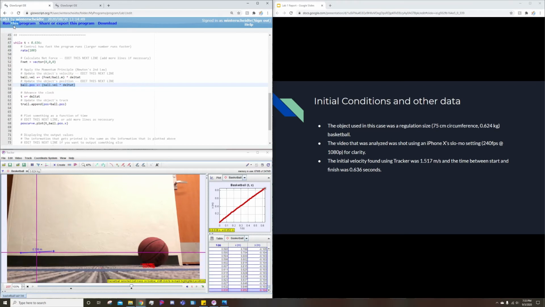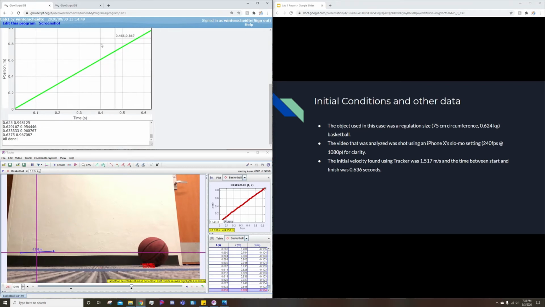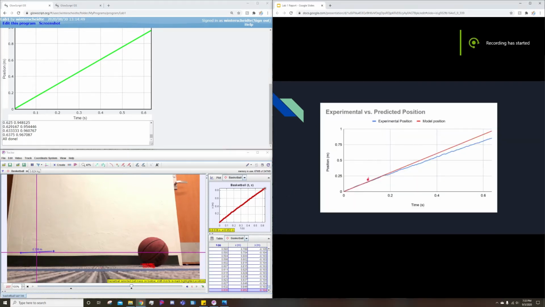So when we run it, we can see that the ball moves in the positive x direction just like in Tracker, and we have a nice straight p-t line that looks very similar to the one in Tracker. But when we plot them together, we can see that they're not quite the same. Specifically, the model line is quite a bit higher than the experimental line. This is because we don't account for friction when we say that it's constant velocity. So our GlowScript is not going to actually predict what's happening in here. And so we can see it's slightly concave, and that's because we have a bit of friction going on.